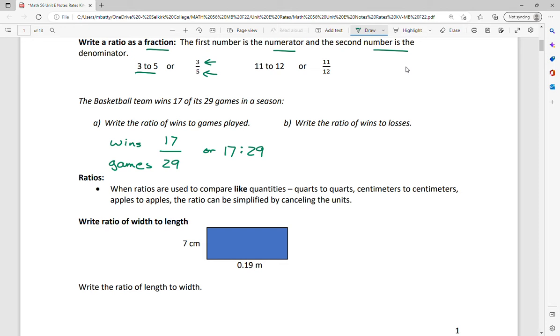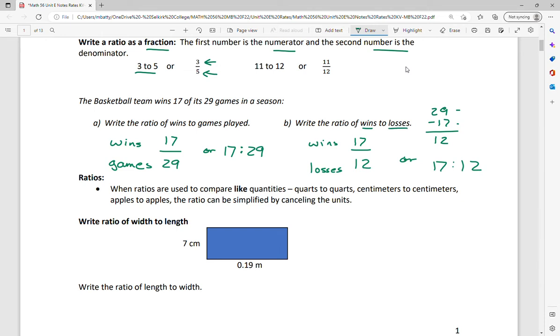Now it says, right, the ratio of wins to losses. We know that wins are 17, but the losses would be 29 minus the 17, right? These are the games and these are how many they won. So you get a total of 12 losses. So 17 over 12 or 17 to 12, wins to losses.